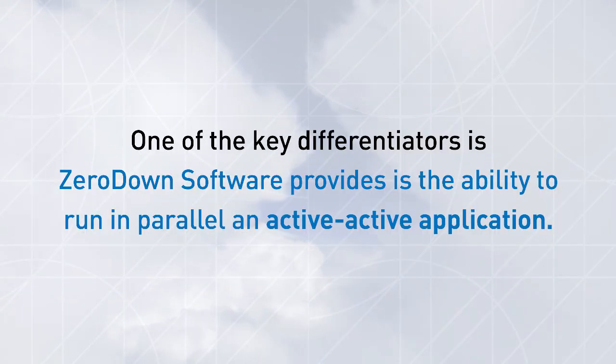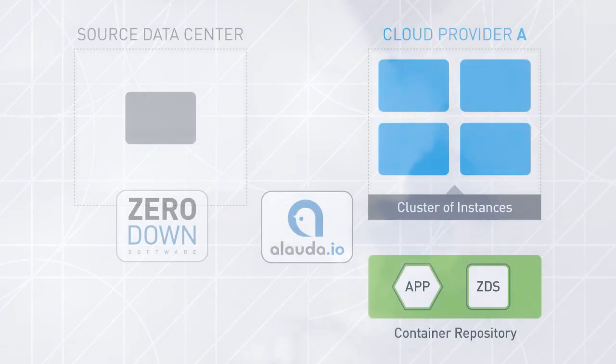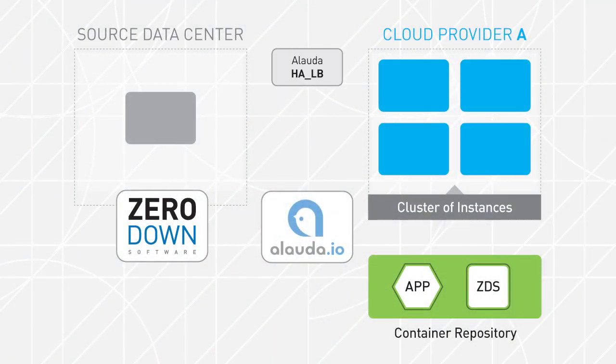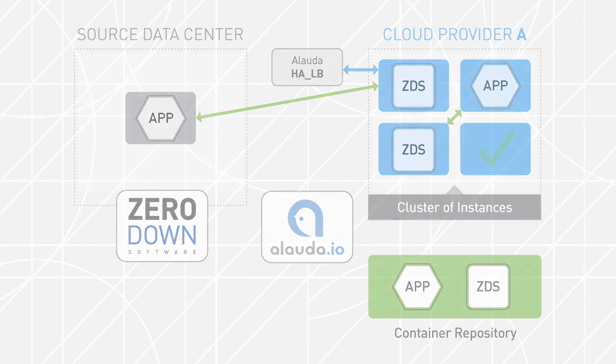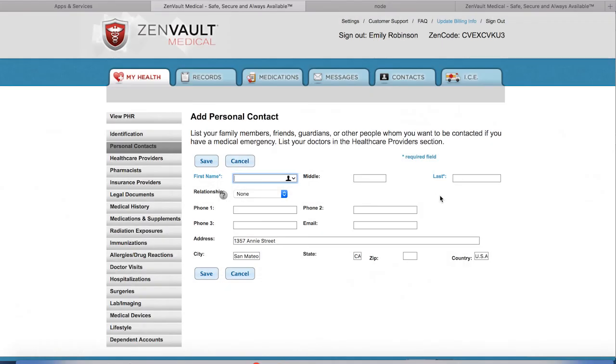One of the key differentiators ZeroDown Software provides is the ability to run in parallel an active-active application. Since we are using ZeroDown's technology, when we enter a transaction, the transaction gets processed in both our source application as well as in our target application. To demonstrate the synchronization capability, let's enter in a personal contact.